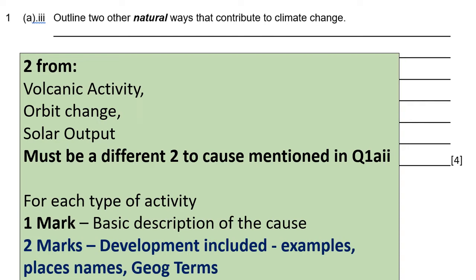There's going to be 1 mark for a basic description. So you look at it and you go, the person knows what they're on about, but there's not a lot of detail in there. 2 marks, there's going to be some development. And hasn't got to include all of these, but there's going to be some examples, maybe place names, some geography words.